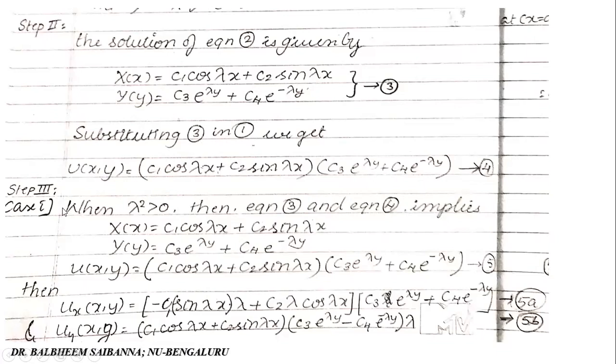Now, as we know from the previous example, we have to study the given partial differential equation in three cases. One is lambda square greater than 0. One is lambda equal to 0. And one more is lambda square less than 0.